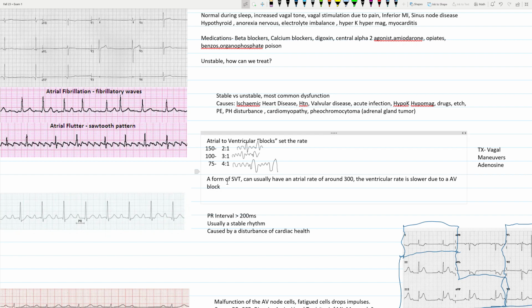So it's kind of the same as SVT. We're going to vagal the patient, try to stimulate that parasympathetic system. Or we could give adenosine, which is a potassium channel blocker. So we're just going to stop and restart the heart for a brief period of time. Okay.